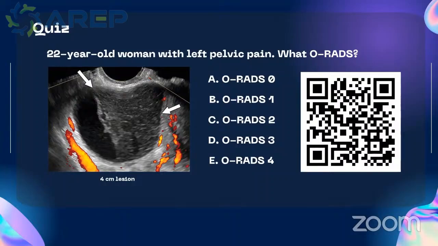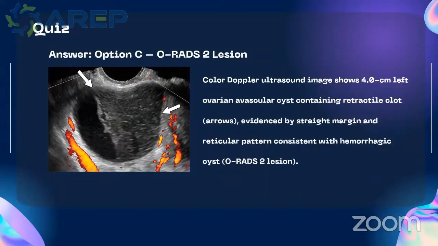All right, done. Can we go to the answer, please? So the answer is option C. It's an O-RADS 2 lesion. As you can see here, this color Doppler ultrasound image shows a 4 centimeter left ovarian avascular cyst containing retractile clots. Those are the arrows there, evident by the straight margin and reticular pattern, consistent with a hemorrhagic cyst. So this is a hemorrhagic cyst ultrasound image, and that becomes an O-RADS 2 lesion.